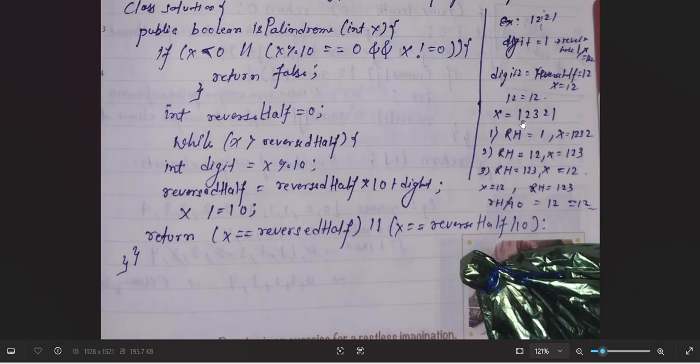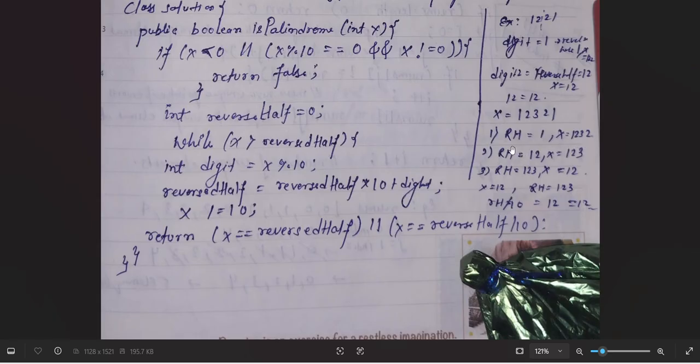Suppose the x value is 1 2 3 2 1. We perform the reverse half by taking x modulo 10, taking the last digit, and appending that modulo value of x to the reverse half. So firstly we take this number modulo 10, and the reverse half becomes 1, and the value of x is 1 2 3 2.